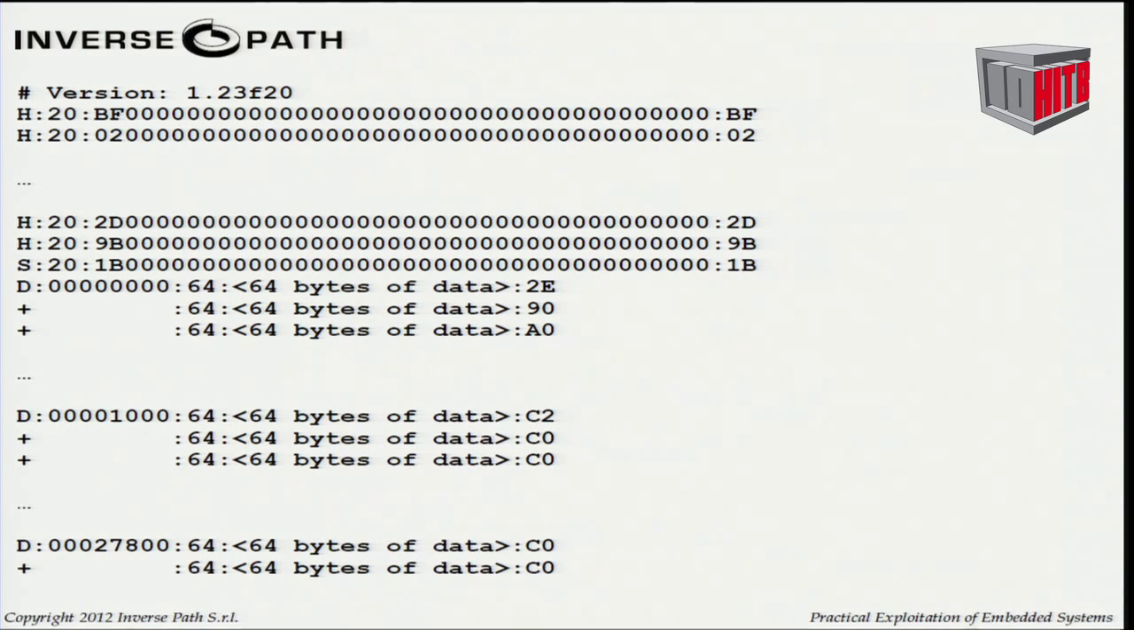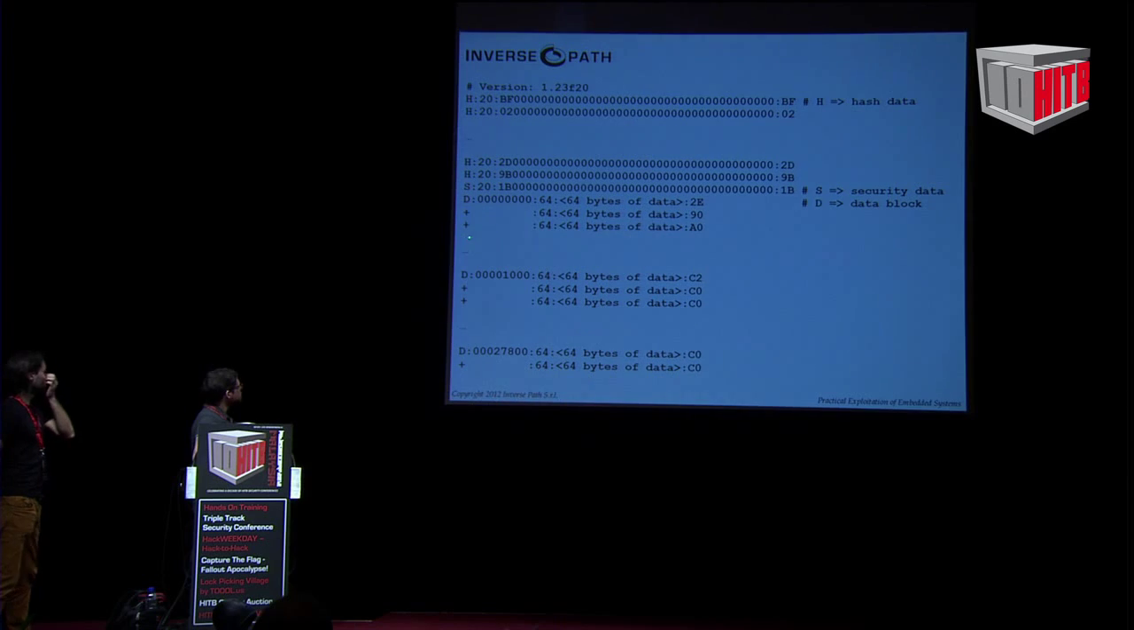So in the file, you have this series of strings, and then at some point, the data begins. Once we looked at it, it looked fairly familiar, but it's not a standard format, but it's very close to several standards, but it has its own peculiarities. So first of all, the H here means hash data. The S, this is our interpretation of it anyway, the security data, and D contains the actual data block. So this seems to be some kind of validation data. So probably the checksum information is here, and then you actually have the data of the firmware.